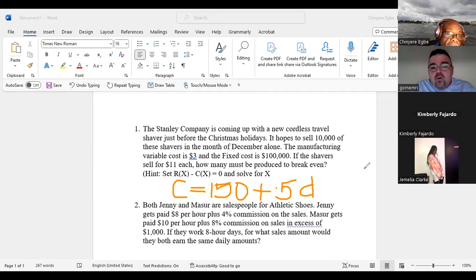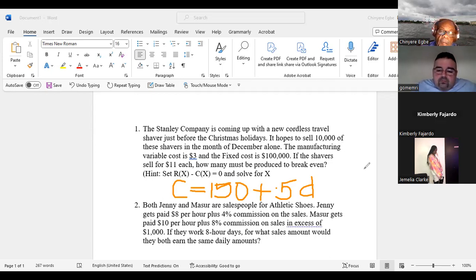Everybody following me so far? Yes. Okay. So this is the cost of hot dogs: 150 plus 0.5 T, because 150 is the fixed cost and 50 cents is the variable cost of a hot dog. So this is the concept of variable cost you see here.